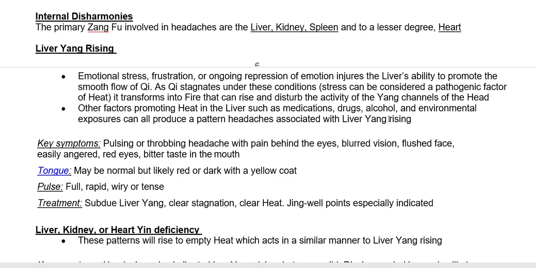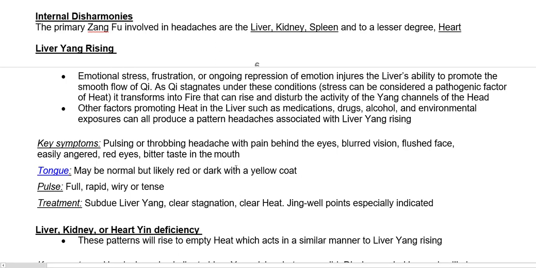This is sort of like you get a headache, but you're also feeling very frustrated, irritable, and you're likely to snap at someone. That's characteristic of liver yang rising. Headaches will go with that. Key symptoms, the type of headaches that we see here: pulsing or throbbing, pain behind the eyes, blurred vision as it gets more significant, flushed face. So that's where we see some of that heat rising up, easy anger, red eyes, bitter taste in the mouth. If you see most of these or even half of these, almost certainly you're looking at a liver yang rising pattern headache.